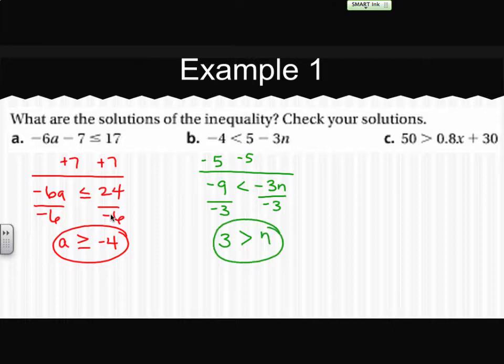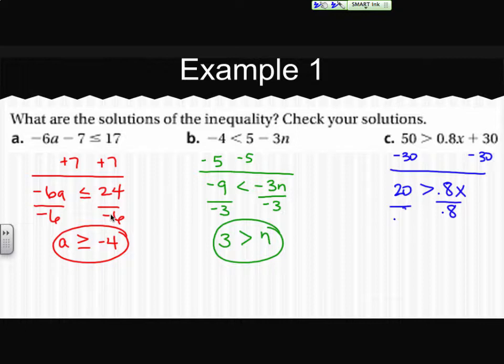And last but not least, we end up with decimals. So to start getting the x by itself, I'm going to subtract 30 from both sides. And I get 20 is greater than 0.8x. And now I'm going to divide both sides by 0.8. And I get 25. Oops, 25 is greater than x.